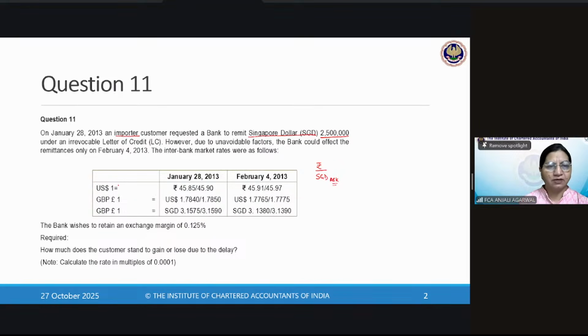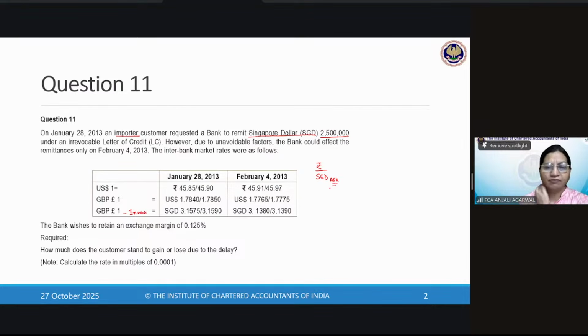Now, as you can see, cross currency rates would be applicable here. We have got rupee by USD, then we have got USD by pound, and then we have got Singapore dollar by pound. So for ask, we will multiply 45.9, 1.7850 and will divide by 3.1575 as we need to inverse this quote, and these will remain as it is.